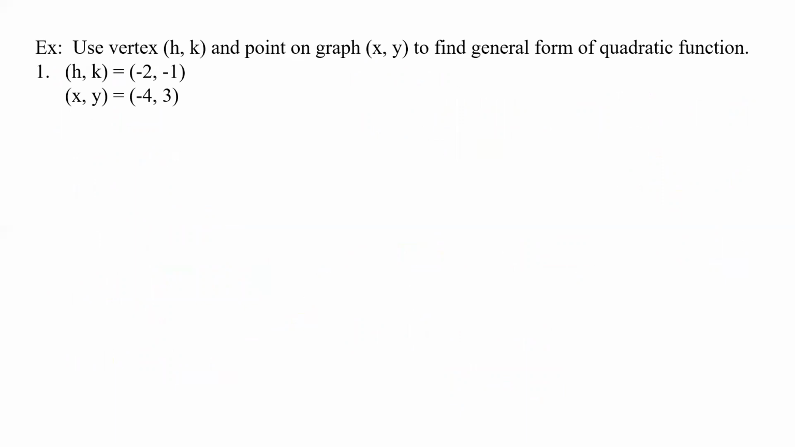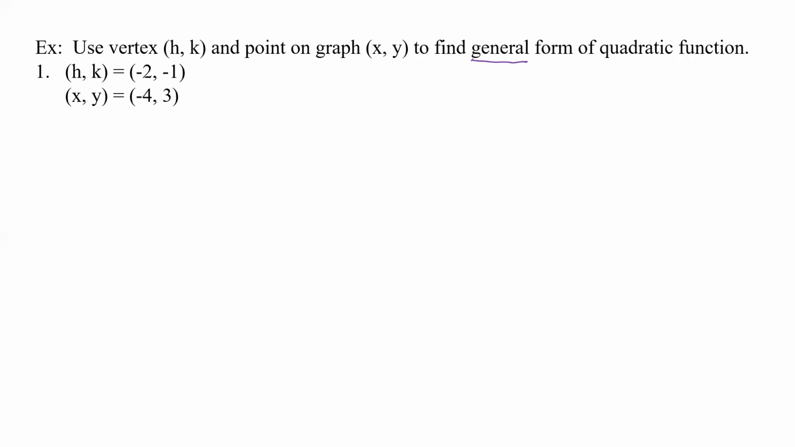All right, so here it says use the vertex h comma k and a point on the graph, some x y, to find the general form of the quadratic function. So basically what we're doing is we're using everything we've learned up to this point to plug in stuff, and then we have to find our function in whatever form they tell us. So in this case, the general form, but we could also find the standard form easily too, because that's really where we're going to go first, the standard form, to be able to then square everything to get to that general form.